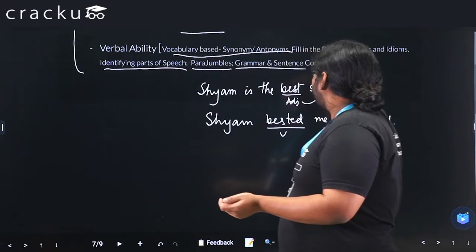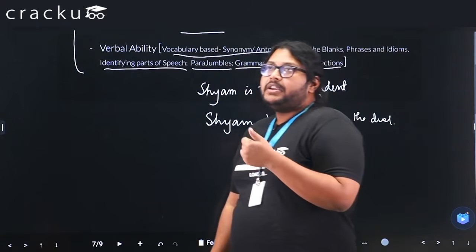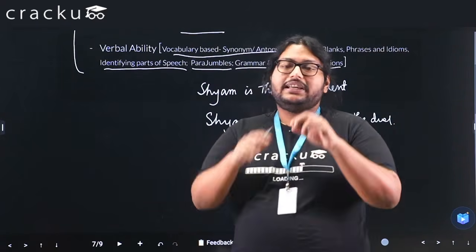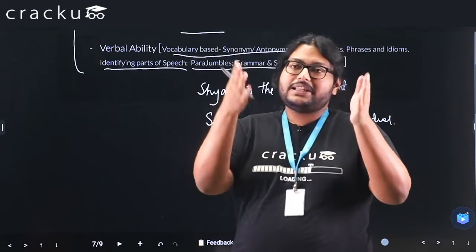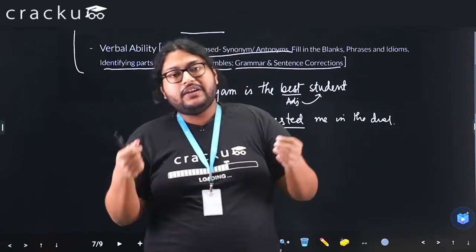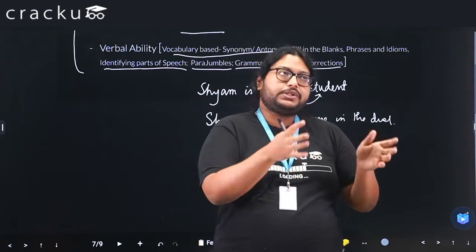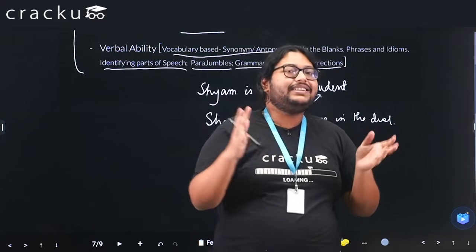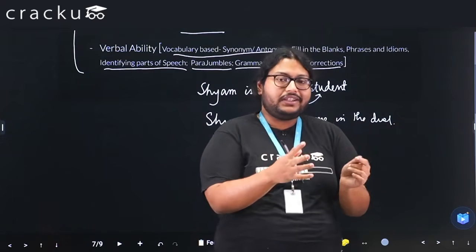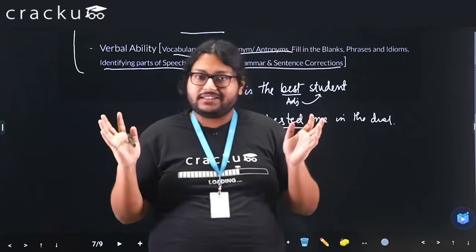And we also have grammar and sentence based corrections. Error detection: a sentence is given to us, and it has been divided into several parts. We need to figure out which part has an error. What the error is we don't need to figure out, but we only need to identify where the error is.